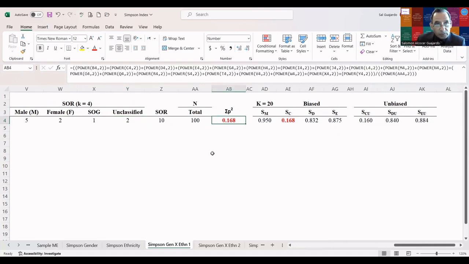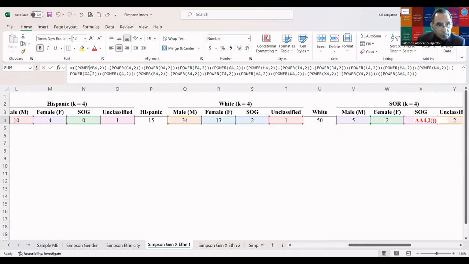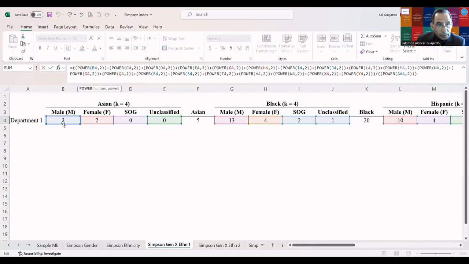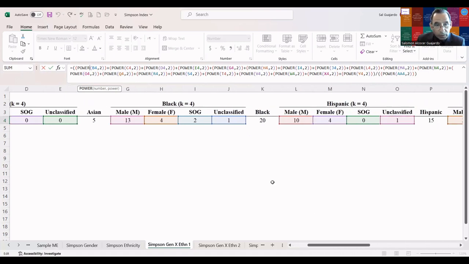Now, because I use the frequencies, the formula becomes extremely long. And again, I use the power function in Excel, so it's going to be the power of the cell, comma 2, and parentheses, so that's going to be 3 times 3, 2 times 2, 0 times 0, 0 times 0 for the Asian group by gender. For the Black work group it's going to be 13 times 13 plus 4 times 4 plus 2 times 2 plus 1 plus 1.